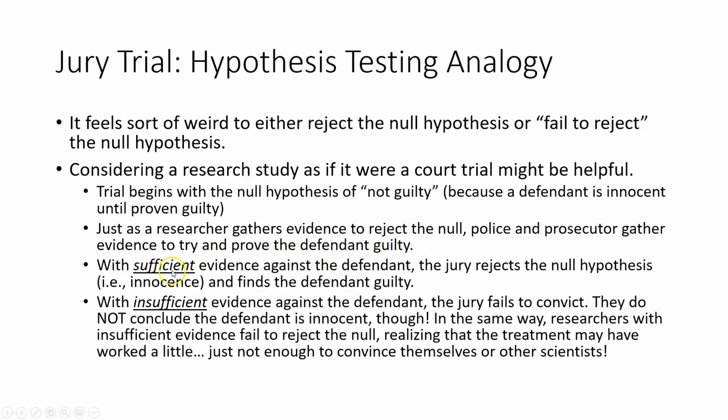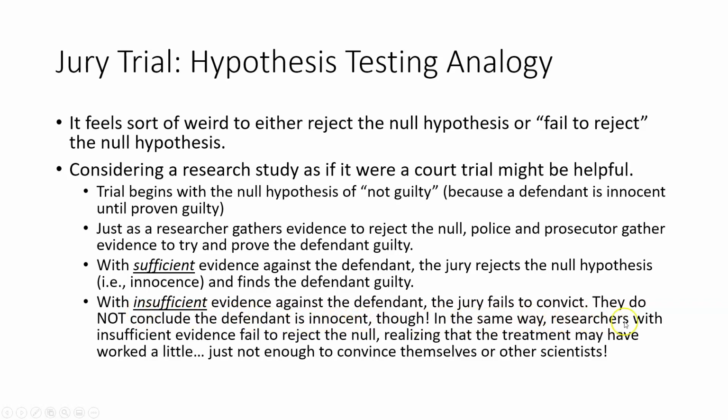If they gather a sufficient amount of evidence against the defendant, then the jury rejects the null hypothesis, that is, innocence, and finds the defendant guilty. Remember, the null hypothesis was innocent until proven guilty, and if we prove them guilty, then we can reject that null hypothesis and say they're guilty. But with insufficient evidence against the defendant, the jury fails to convict. This is critical right here. They fail to convict. They do not conclude that the defendant is necessarily innocent.